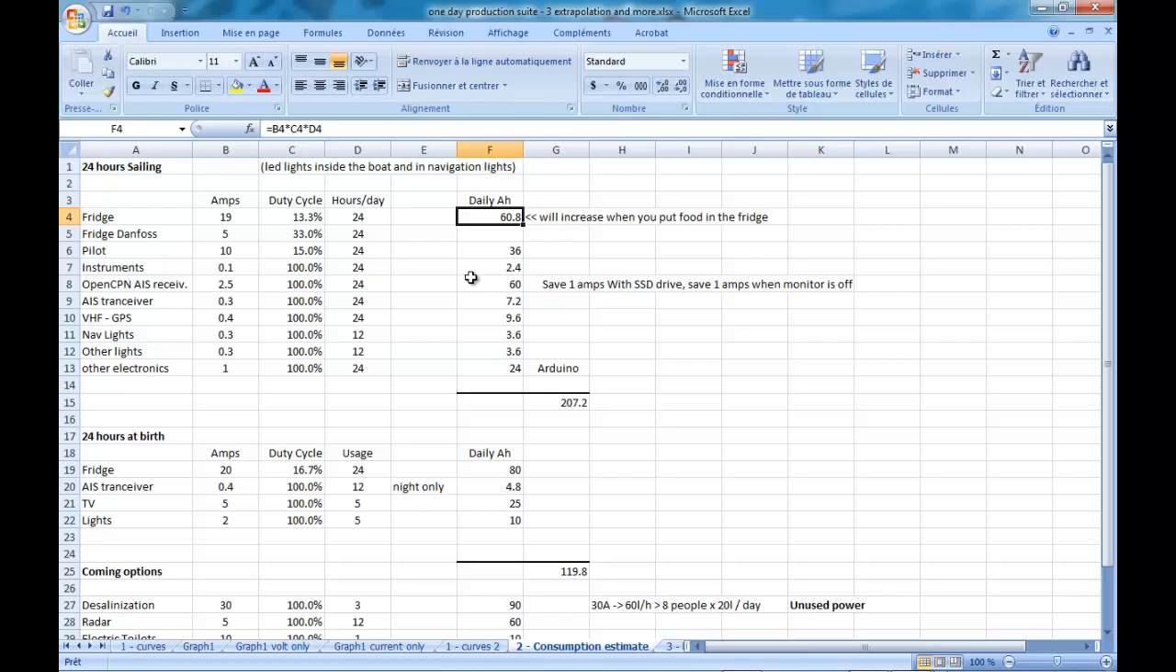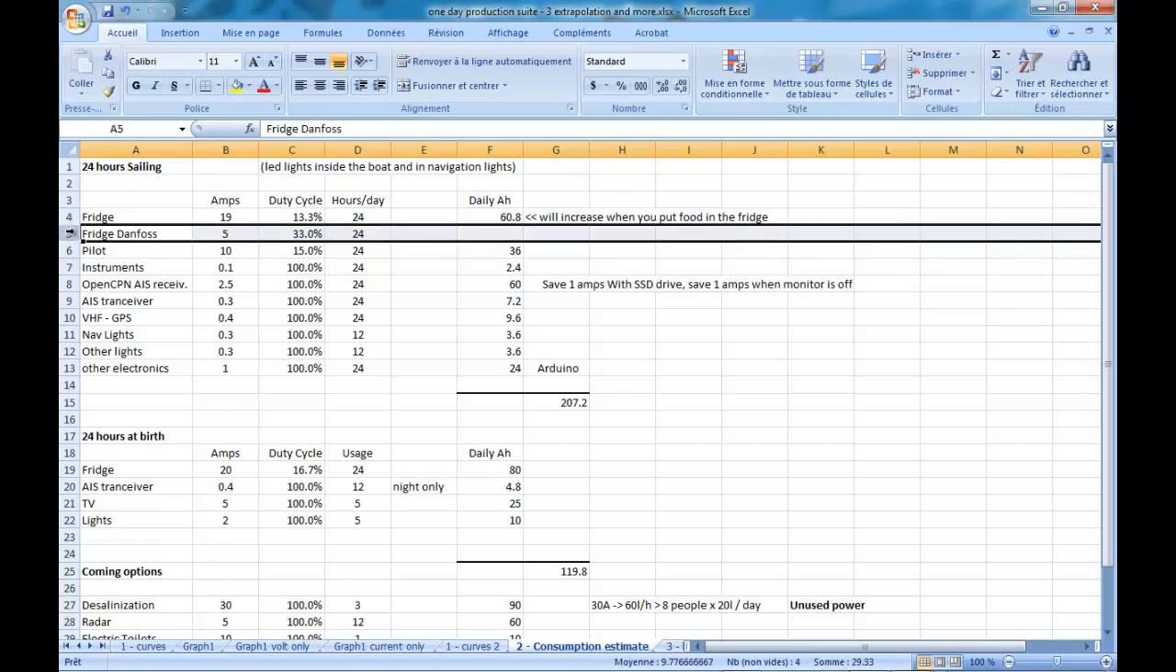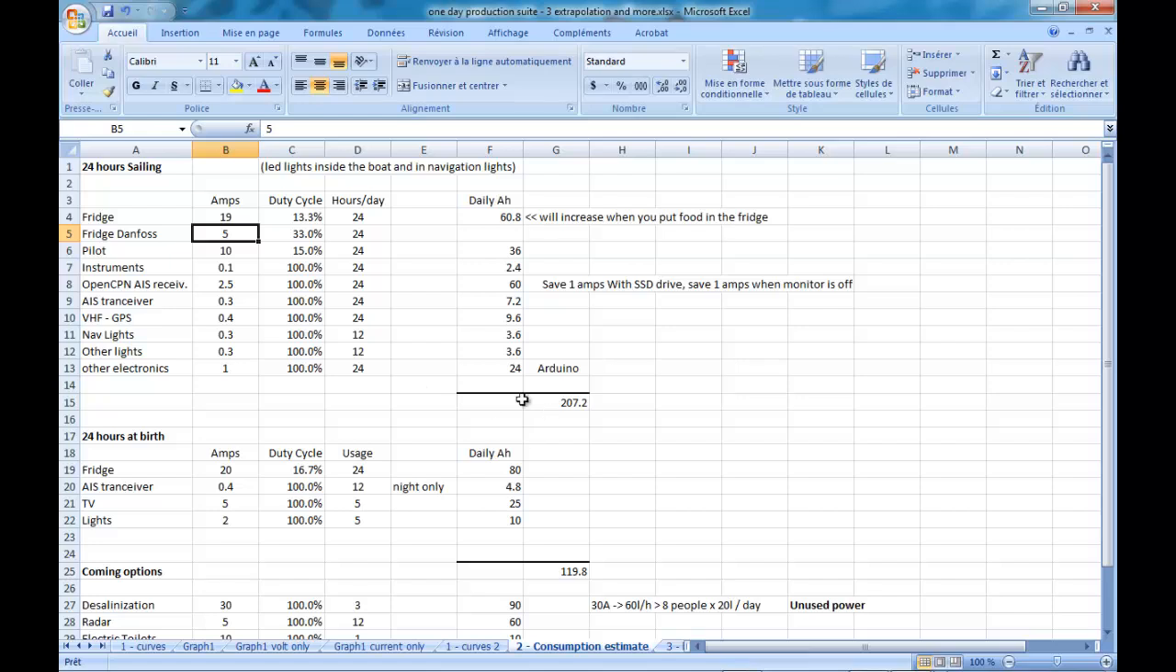Now this 60 ampere hours is when there is cool food in the fridge and you're not touching it. This is just maintaining the food, and you open it a few times per day. Now this is a particular fridge. I made another model for most fridges, about 5-6 amps, running 20 minutes per hour. You will go to 40 ampere hours.